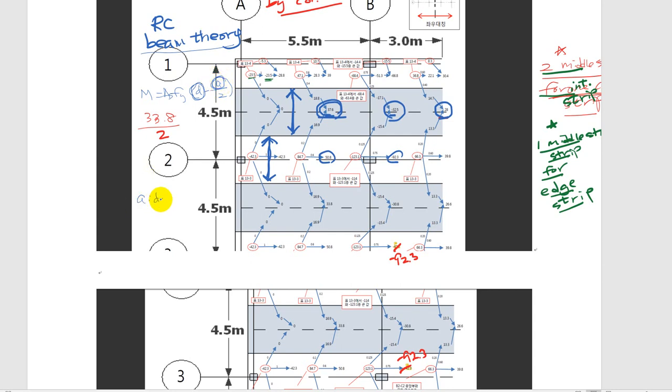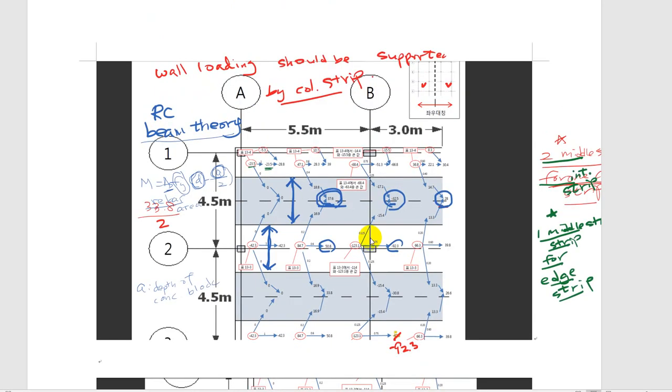a is the depth of the concrete block. Now we know the Fy, so we can calculate As, the rebar area. Okay, so As is the rebar area. I cannot go through all these designs, but you have to do them yourself using your RC1 theory. So let me just take a look at one little example only.